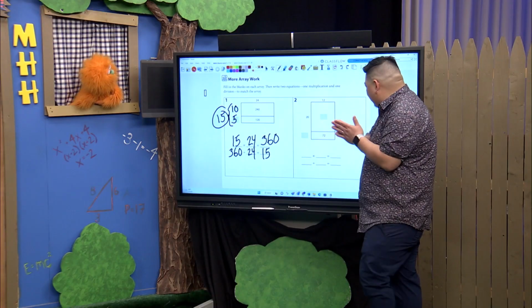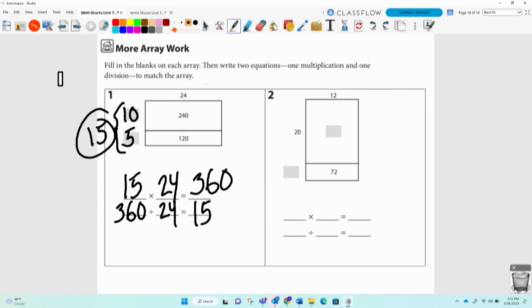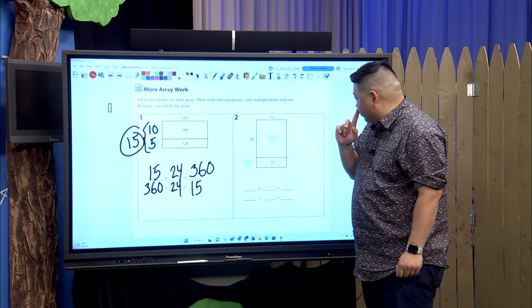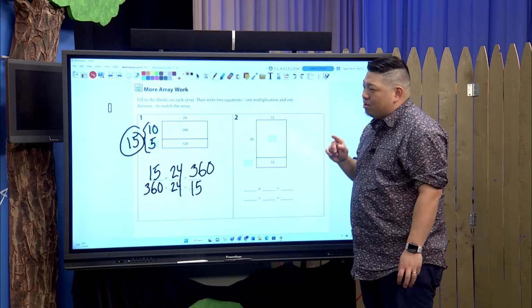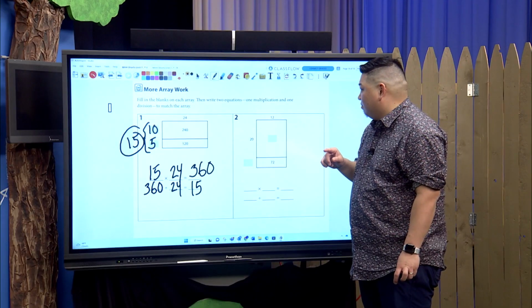Absolutely. All right, so same thing. We have our big array broken down to two smaller ones. We got different numbers missing this time, but the number missing in the middle is going to be what we get when we multiply 12 times 20 right here. What's 12 times 20? What's 12 times 2? See, 12 times 2 is 24. 24 times 10? 240.